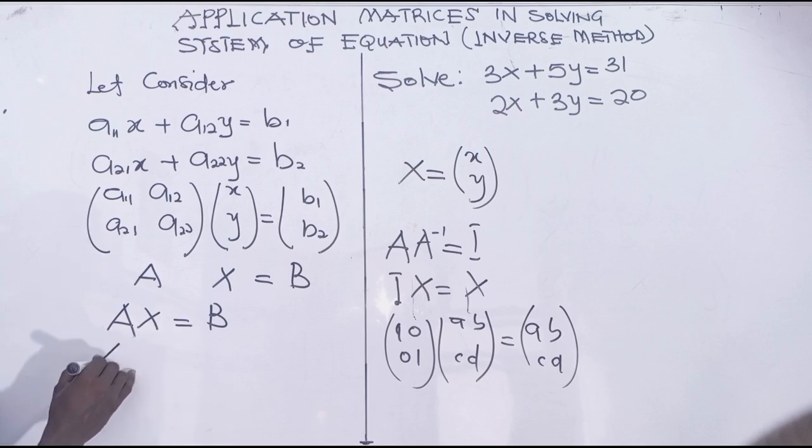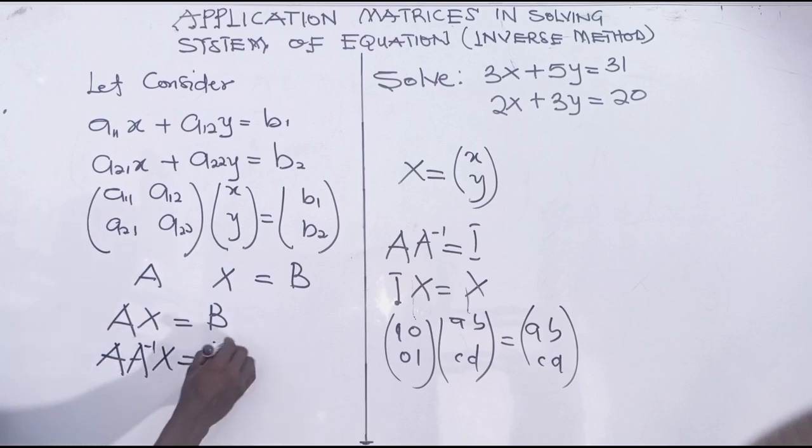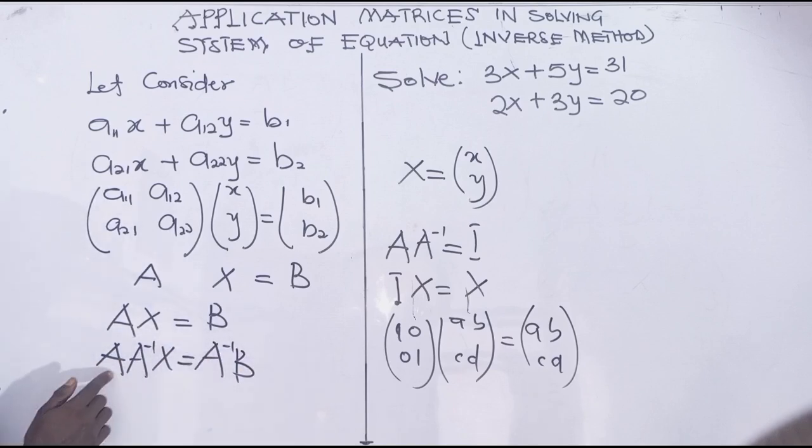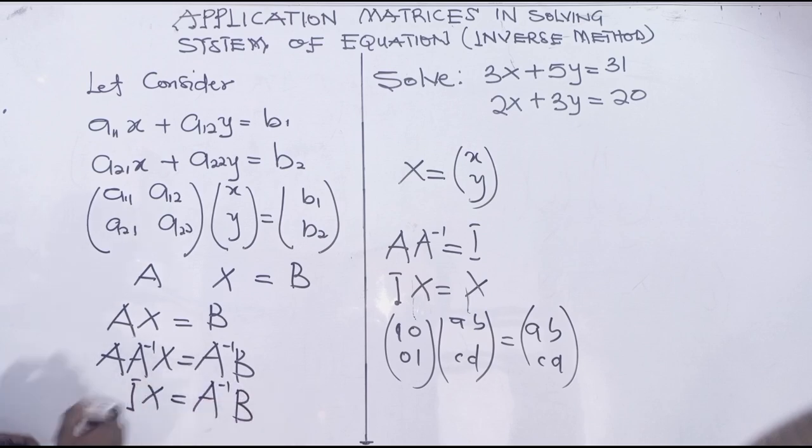So we are going to have, so we know that a matrix multiplied by its inverse gives you the unit matrix. So we also said that when you have a unit matrix multiplied by another matrix, it gives you the matrix back. So you have X is equal to the inverse of A multiplied by B. And this is what we refer to as the inverse method approach. And this is what we are going to use to solve the system of equations.